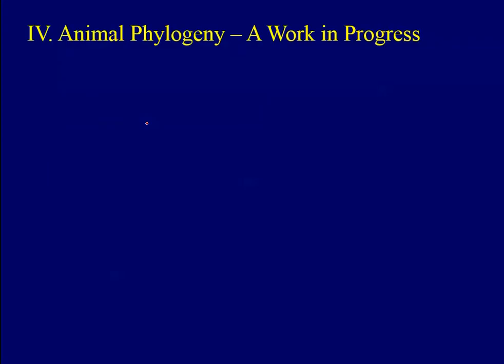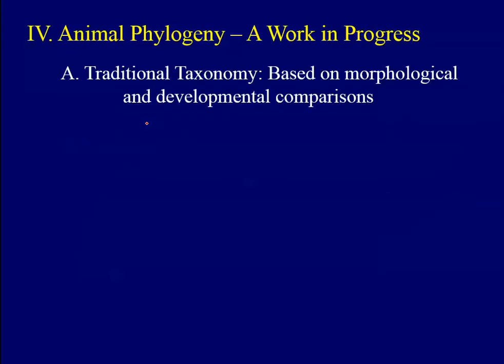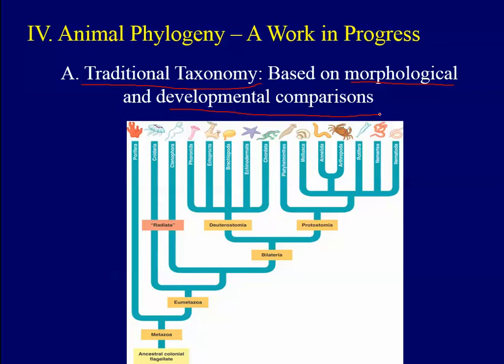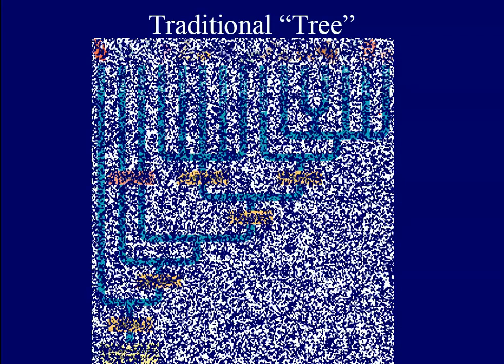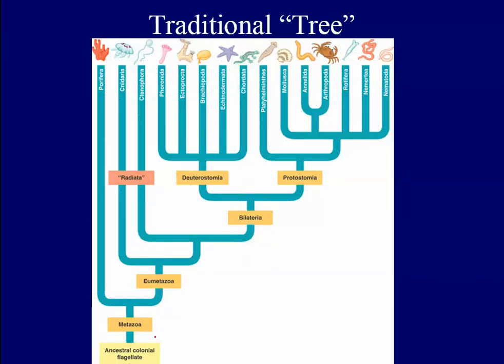All right, here's a chance to earn some extra credit, so pay close attention. Animal phylogeny, a work in progress. This is the same song, second or third verse. This should sound really familiar to you. Traditionally in the animal kingdom, traditional taxonomy has been based on morphological appearances of the animal, what they look like, their body symmetry, just like what we've been talking about, and developmental comparisons. That's traditional taxonomy.